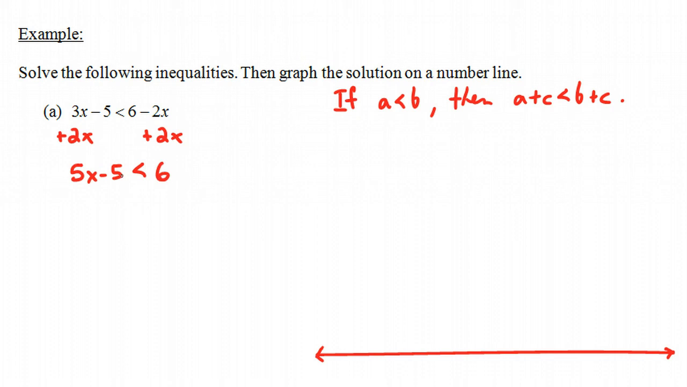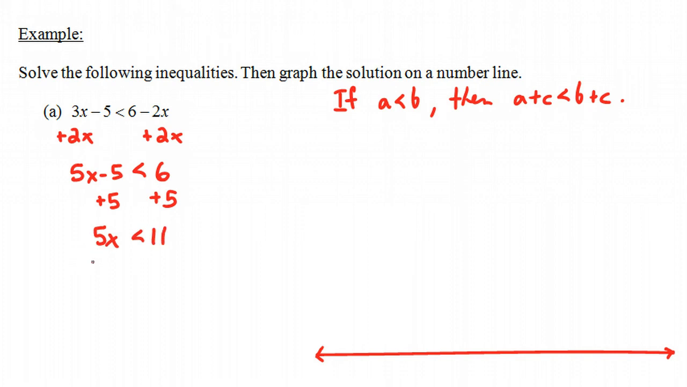Okay, now let's gather all of our constants onto the right-hand side. Let's add 5 to both sides. Now again, why is it okay to add 5 to both sides? Well, we're using this principle again. We're thinking of the A this time as being 5x minus 5 and the B as being 6. And our C that we're adding to both sides is 5. And what we get is 5x is less than 11.